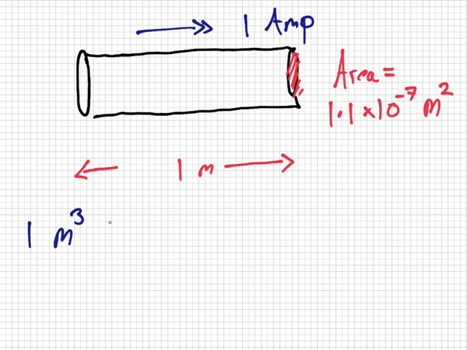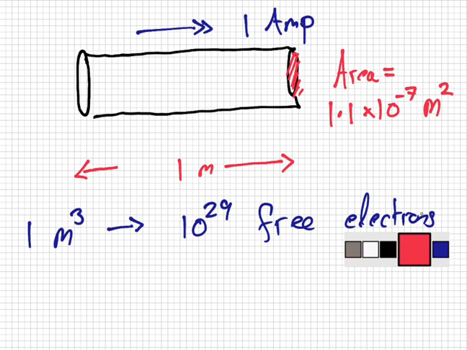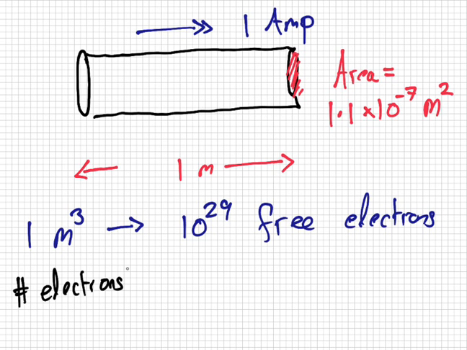In 1 meter cubed of copper, there is 10 to the power 29 free electrons. So that's how many free electrons you have in 1 meter cubed of copper. So let's work out how much we have in this piece here. So number of electrons. How many are there? Well, first we should work out how much copper we have.